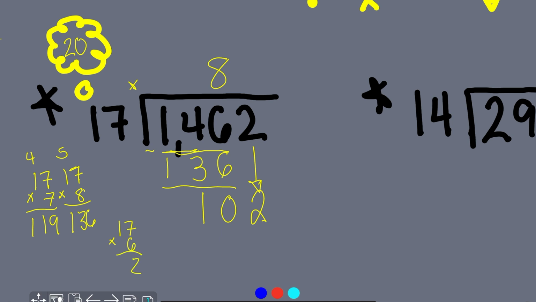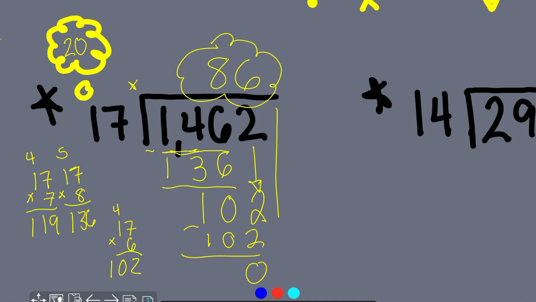6 times 7 is 42. And 6 times 1 plus 4 is 10. So luckily that one worked out perfectly. It can go in there 6 times. I subtract. I have nothing left. There is nothing at all to bring down. So that means that this is my final answer.